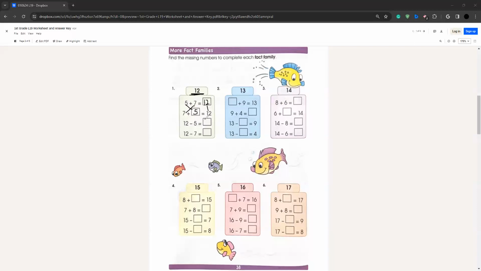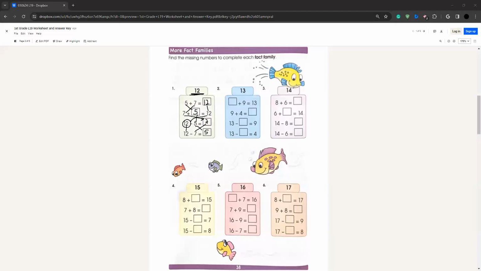12 minus 5, we have a 12 here, we have a 5 here. We're missing a 7. So it's going to be right there. 12 minus 5 is 7. 12 here, 7 here, and then 5 is missing. Because if we switch these numbers around, we can still get the same answer. And so if we just do 12 minus 7, we get 5.